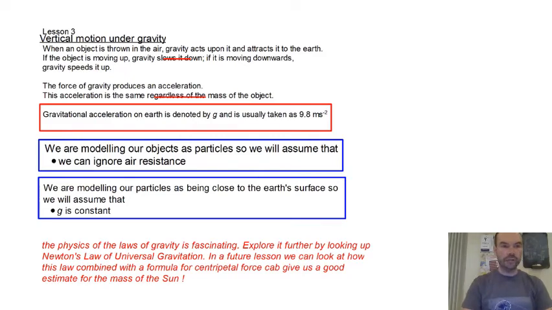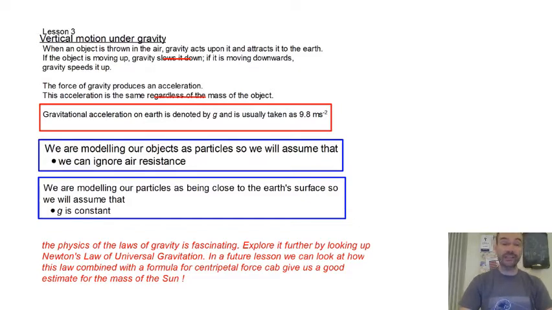Hi and welcome to the third lesson on kinematics for Year 12, and this time we're going to look at projectile motion, things falling under the effect of gravity. So, as an introduction, if an object's thrown up in the air, you know from your experience that gravity acts upon it and attracts it to the earth.